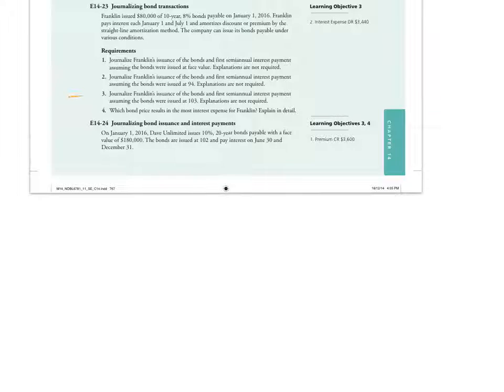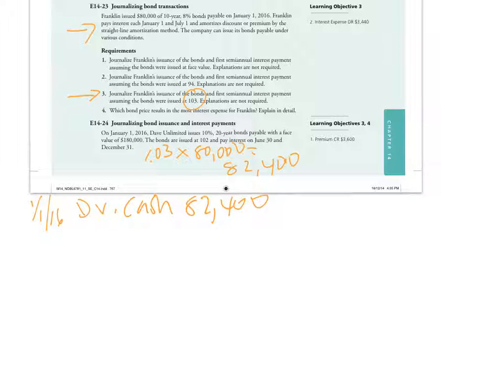In requirement 3, same given, but now issuing at 103, that means 103% of face. Multiplying that out will give you a total of $82,400. And so if we book the issuance on 1/1/16, then we have cash of $82,400, and we have a bond payable booking of only $80,000.